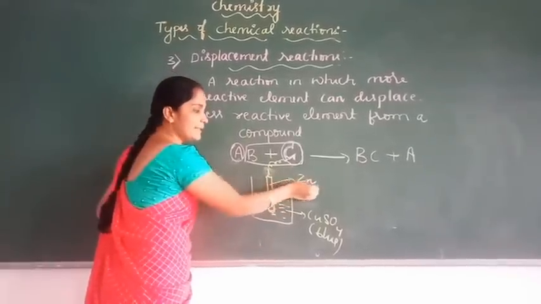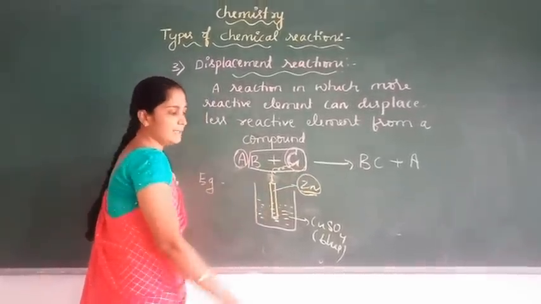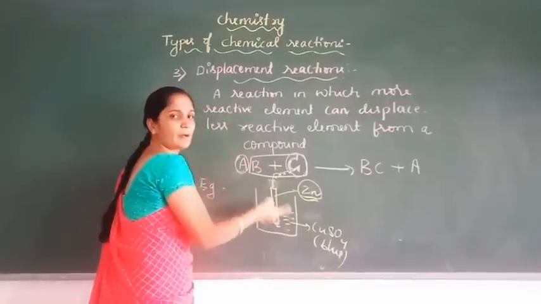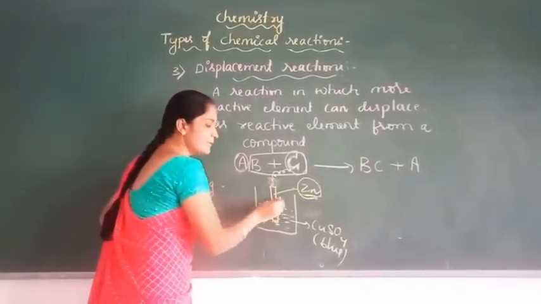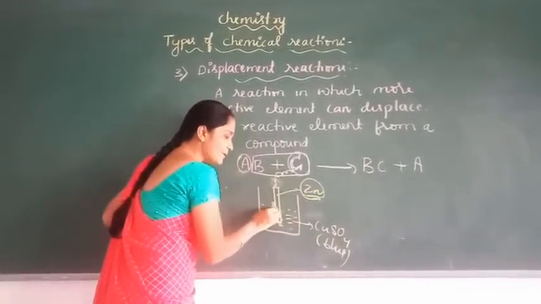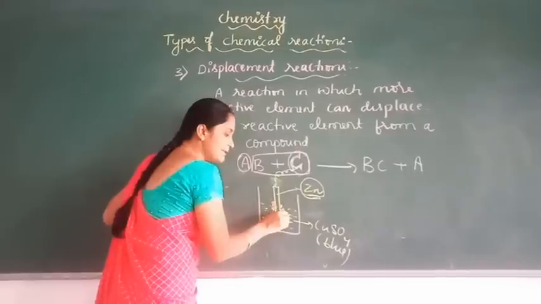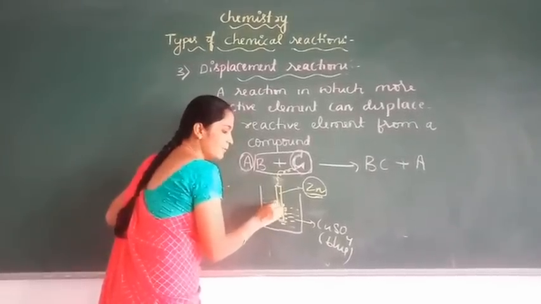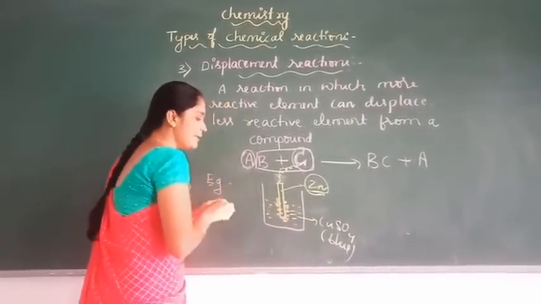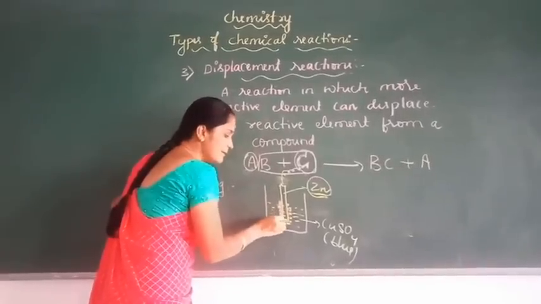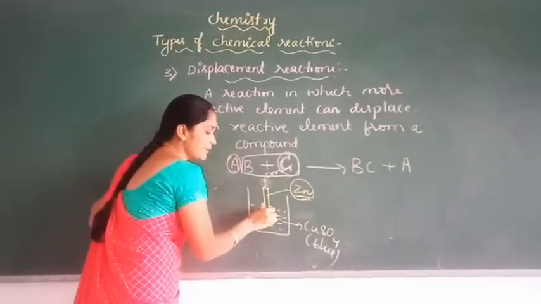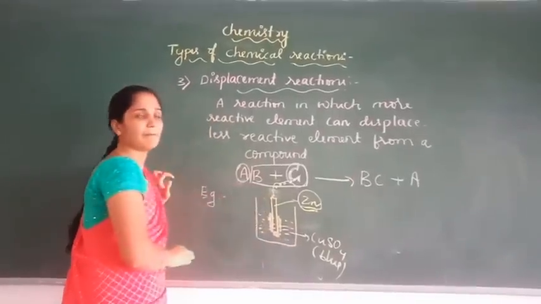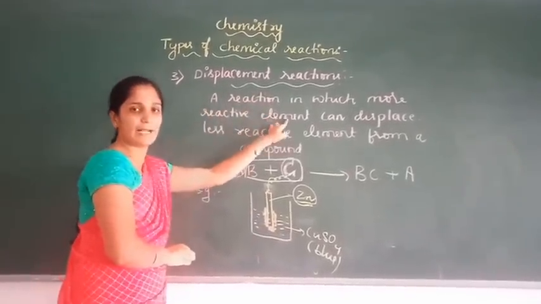So zinc is a more reactive metal, so it can displace copper from copper sulfate solution. This copper is deposited on the zinc strip. So reddish brown copper is deposited on the zinc strip. So it is an example of a displacement reaction.